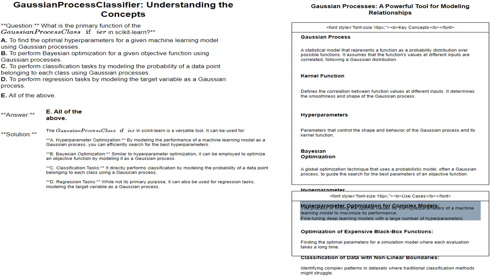The process of finding the optimal values for the hyperparameters of a machine learning model to maximize its performance.